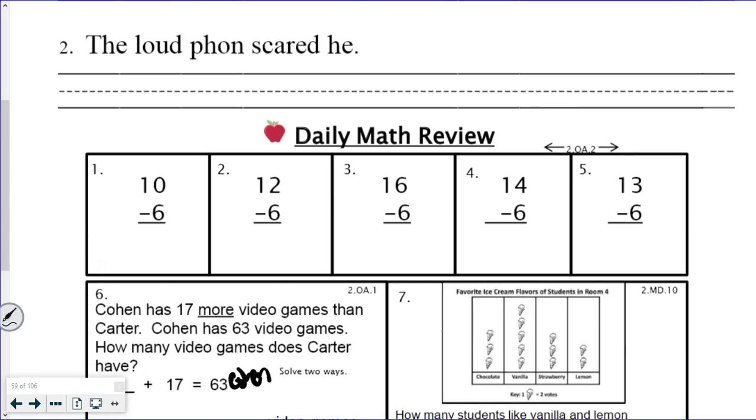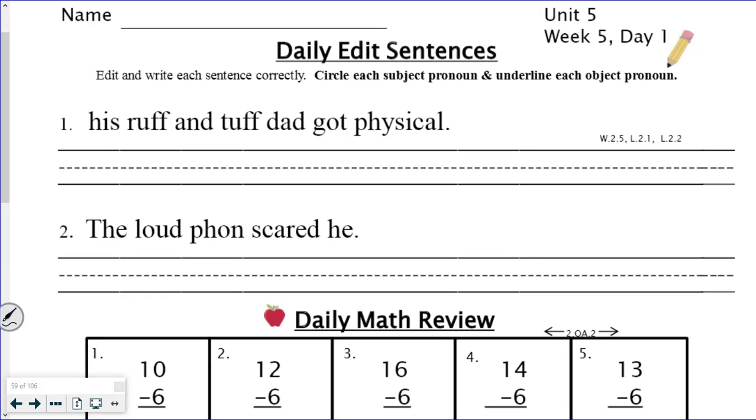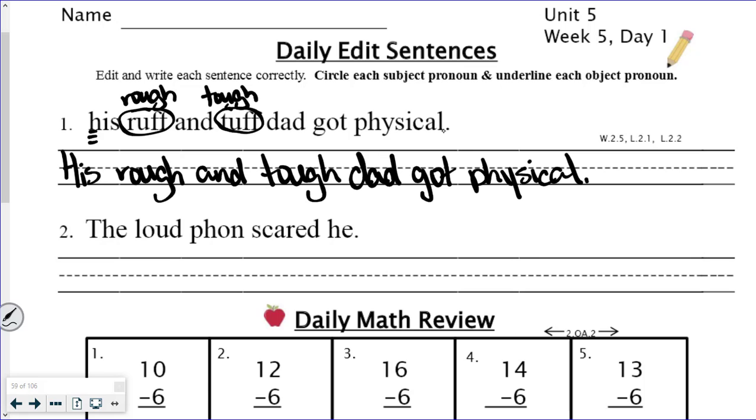And then let's start checking from the top. His rough and tough dad got physical. So his gets a capital because it's the beginning of a sentence. Rough is R-O-U-G-H. It was a spelling word last week. Tough is T-O-U-G-H, spelling word from last week. Dad got physical, period. So that looks good. So I'm going to rewrite it nice and neat on the line. All right, we got it looking good. We'll come back and do the pronouns after we do number 2.